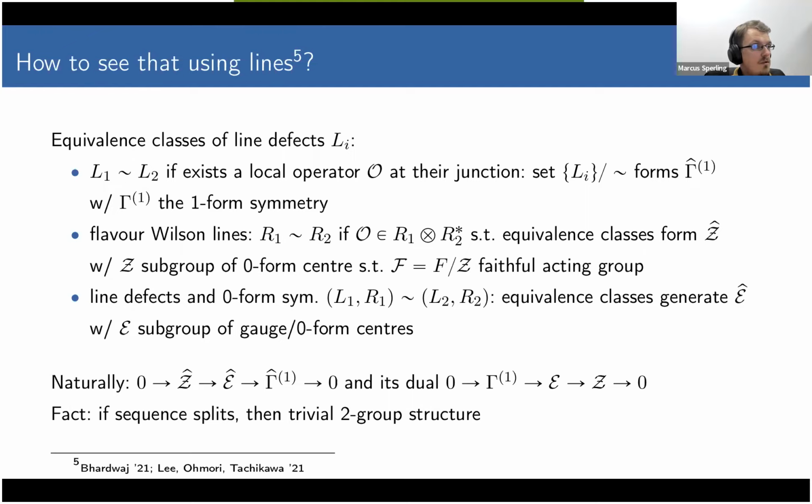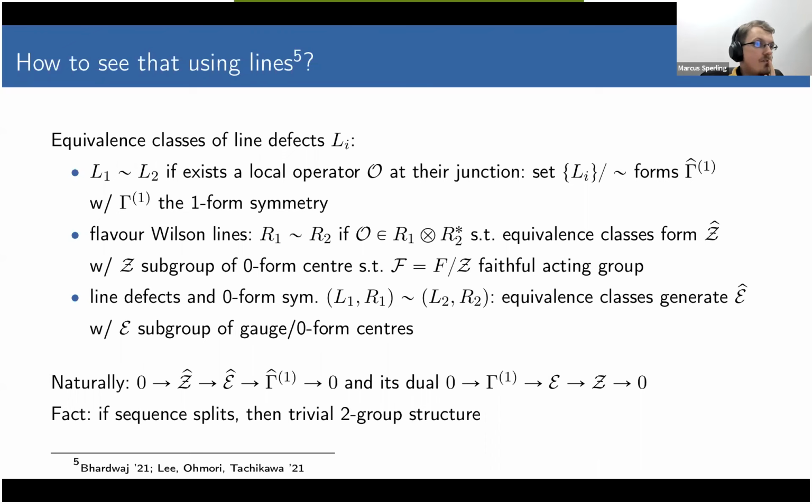And the non-trivial interaction is actually given when this sequence is not splitting. In other words, if the extension is really a non-trivial extension and not just a product of the one-form and the zero-form symmetry, or the center. And I'm going to show you an example in two slides.